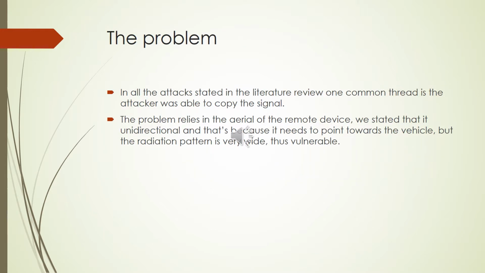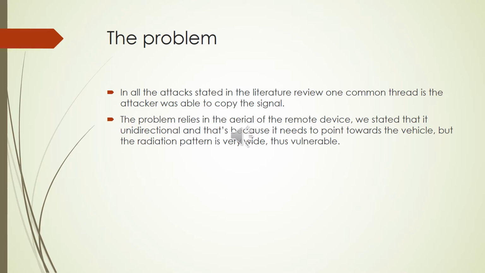In all the attacks stated in the literature review, one common thread is that the attacker was able to copy the signal. The problem lies in the aerial of the remote device. We stated that it is unidirectional because it needs to point towards the vehicle, but the radiation pattern is very wide, thus vulnerable. I would hope to show this in my later work.